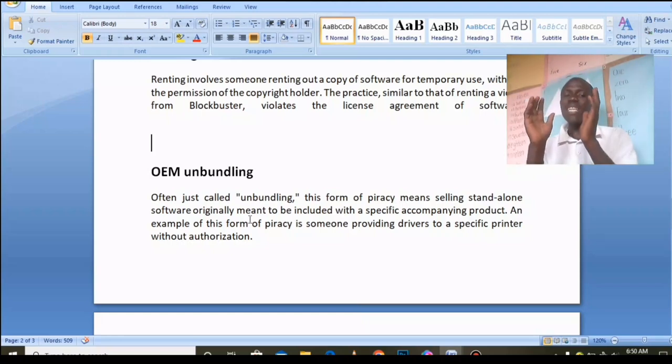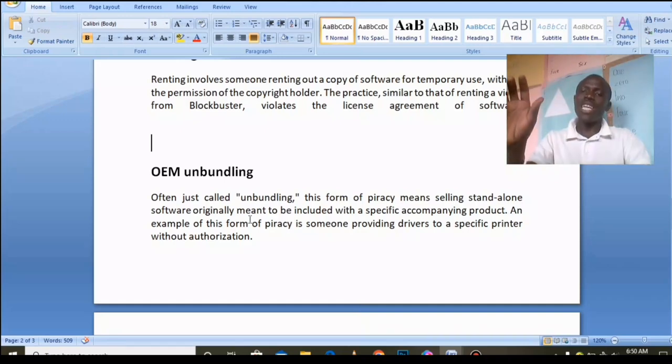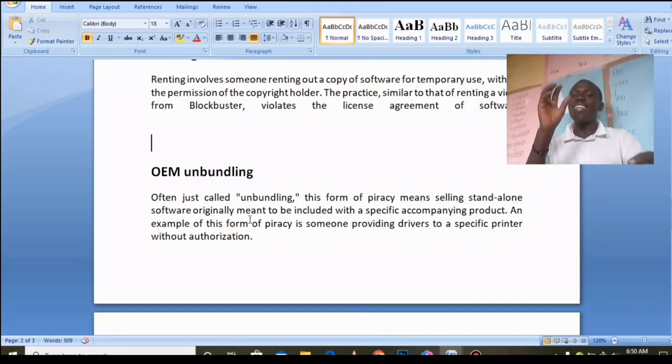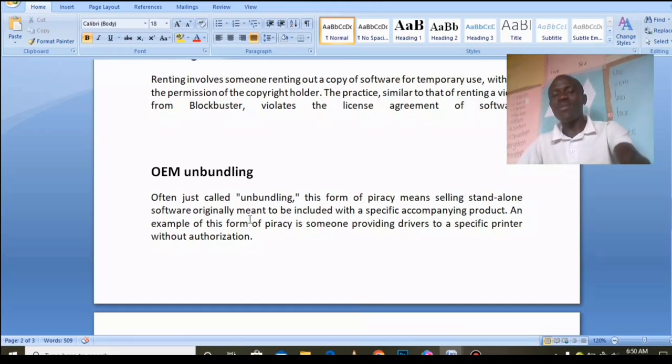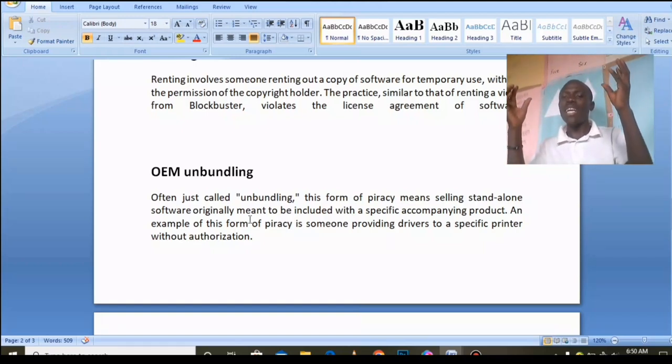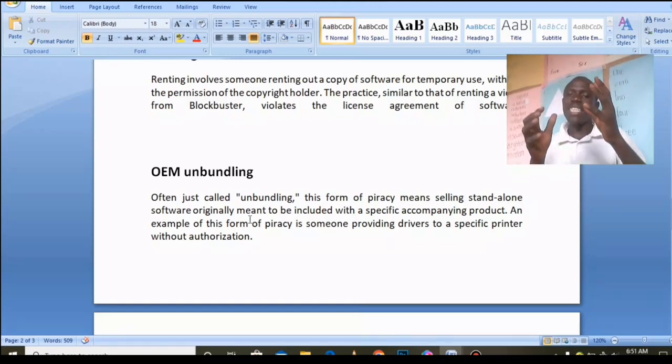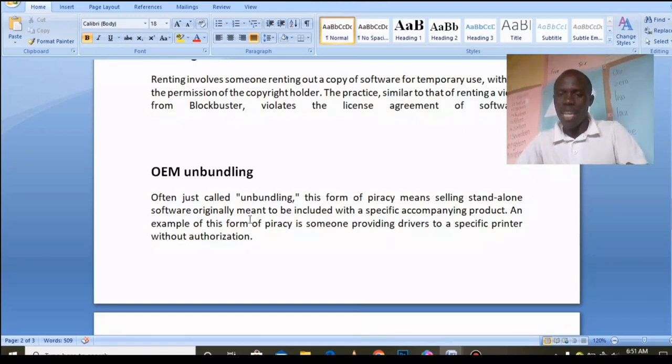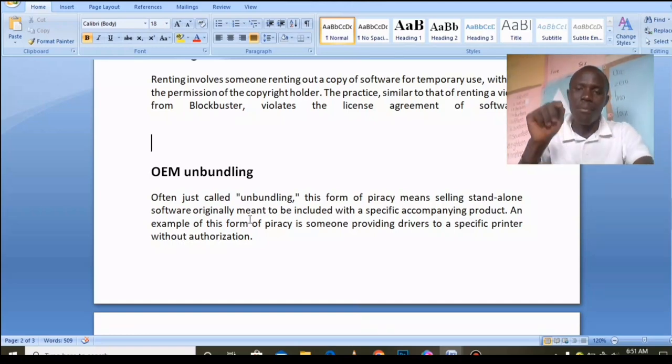But in accessing those drivers, you are not authorized. You are just using them when you are unauthorized. Actually, you are a thief. You are just stealing from those people. So this is what they are trying to mean, that you are unbundling something that is already bundled, meaning that you don't have the actual real drivers of that computer to that printer. So that is what they are trying to mean here by OEM unbundling.